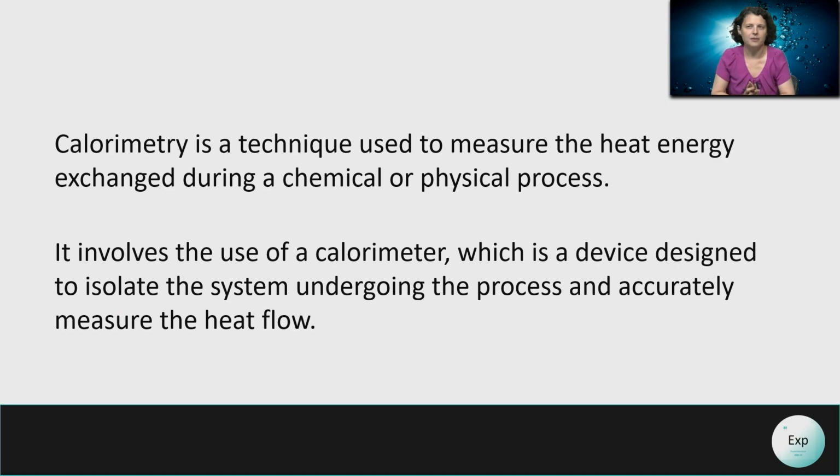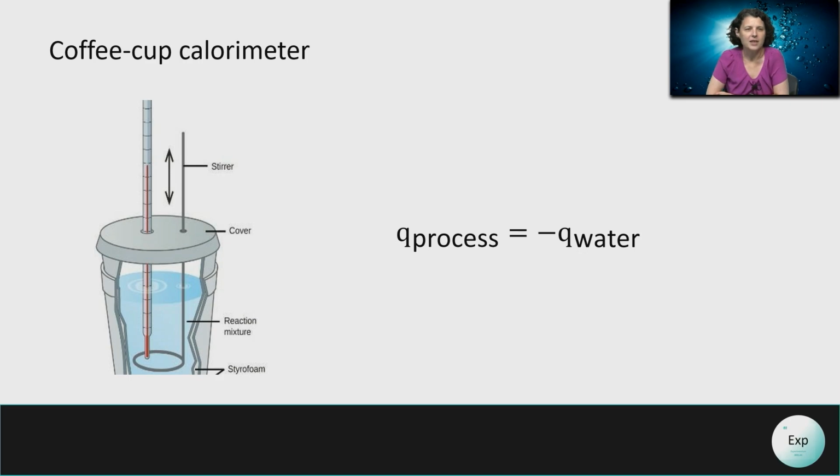In the context of calorimetry, we need to remind ourselves that calorimetry is a technique through which we measure heat that is exchanged between two different chemical or physical processes. It usually involves a calorimeter, which is a specially designed apparatus. The most commonly used apparatus in the chemistry laboratory is the coffee cup calorimeter.